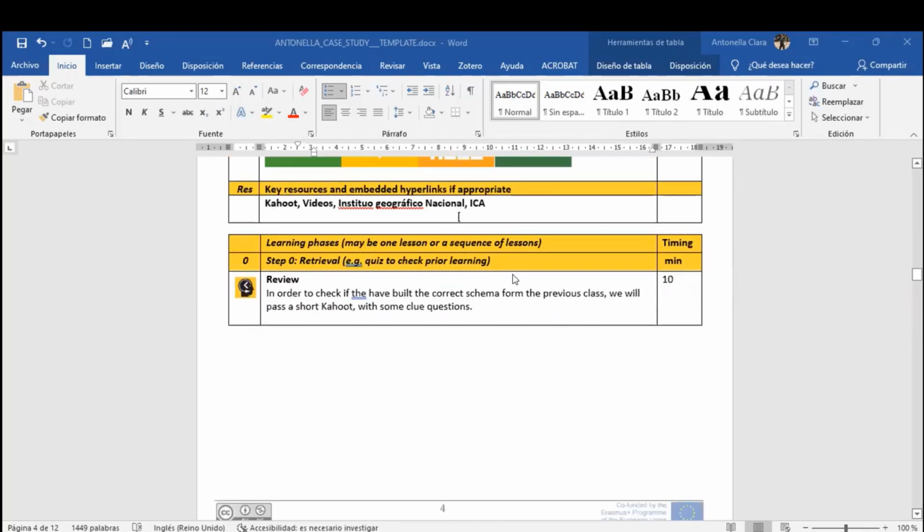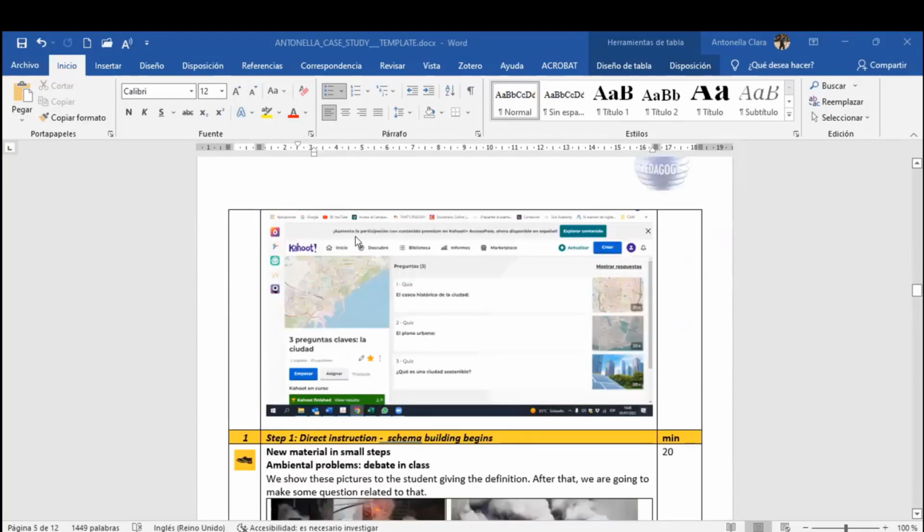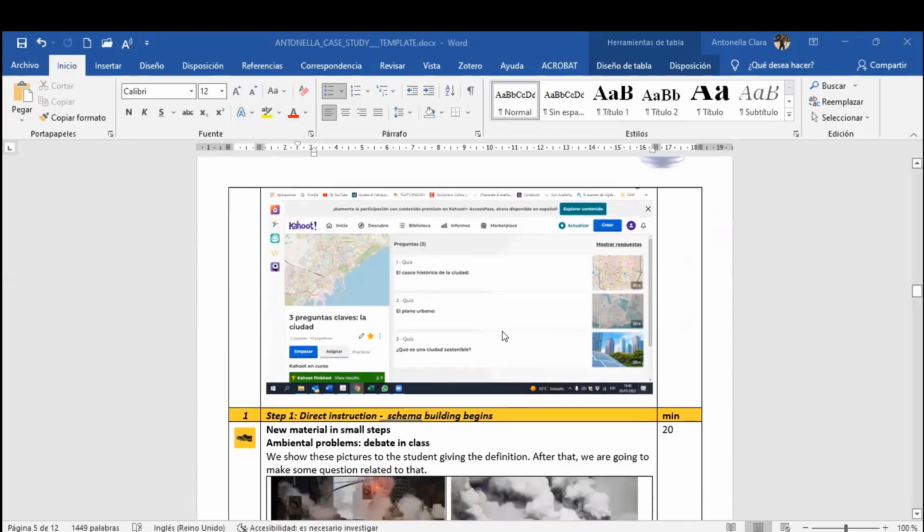Okay, the first step is retrieval, as I said before, and I just put a Kahoot. You can see here an image about what we have worked before about the city. And there are just 3 questions. And the third one is, what is a sustainable city? So we have spoken before a little bit about sustainable city.